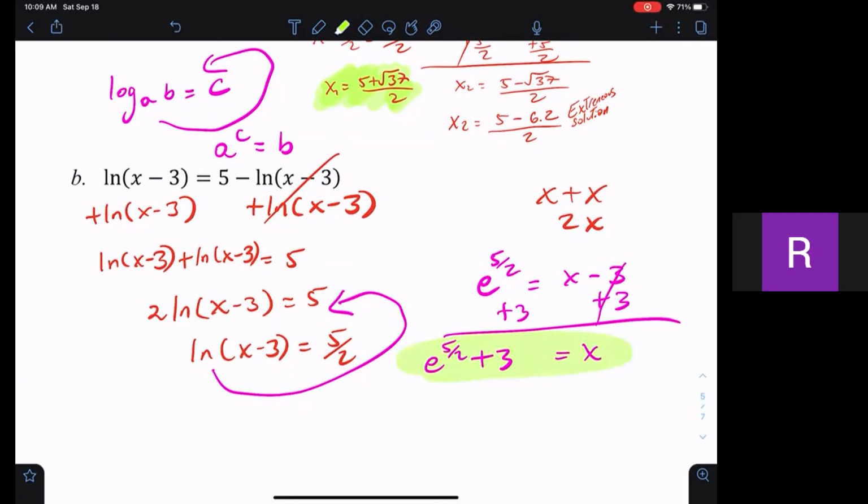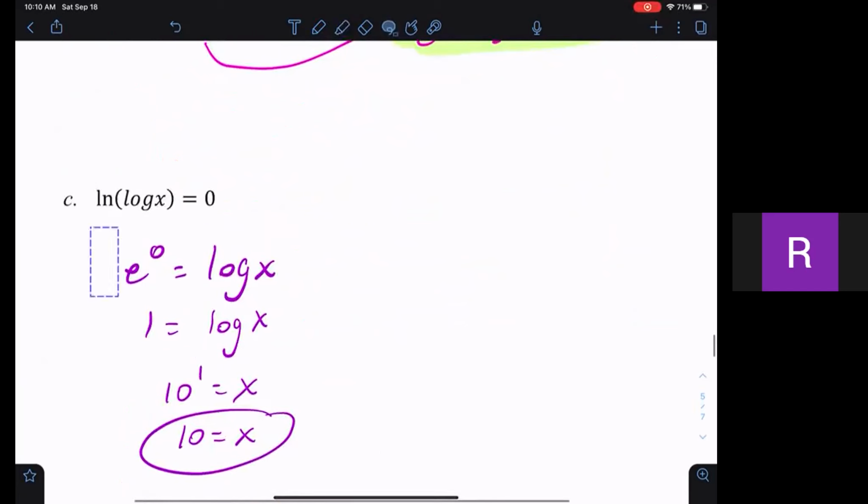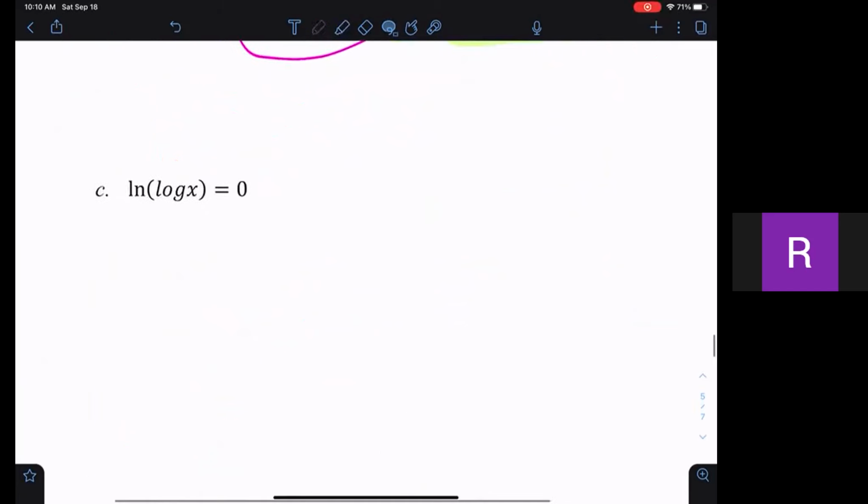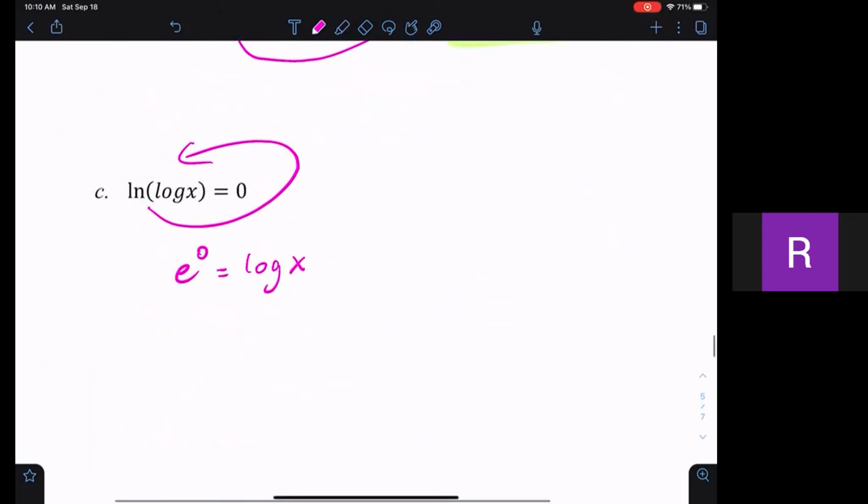Okay. Next. Here, remember, this is base e. So I'm going to write it as an exponential equation. So e to the 0 equals log x. e to the 0, or any number to the 0, is always 1. So 1 equals log x. Now I can write this as an exponential equation one more time. Remember, this is base 10. If there's no number, it's assumed to be base 10. So I can say 10 to the 1 is x. So x is 10. That's it. Next.